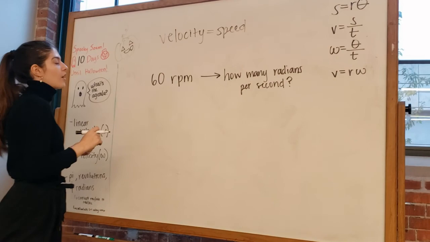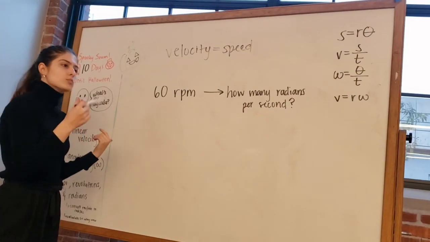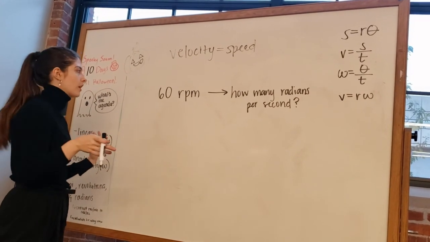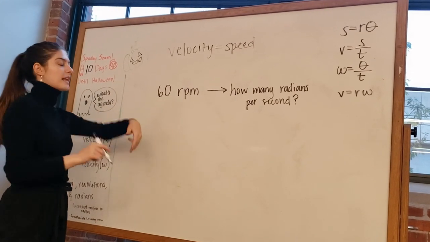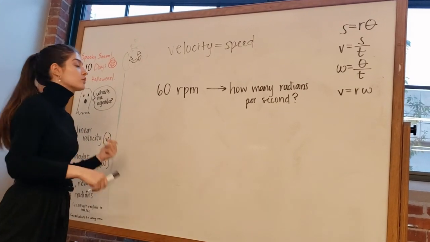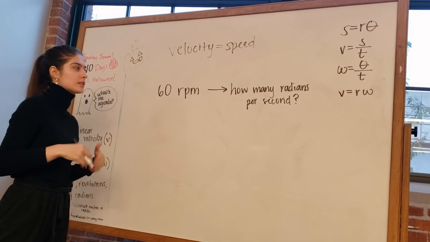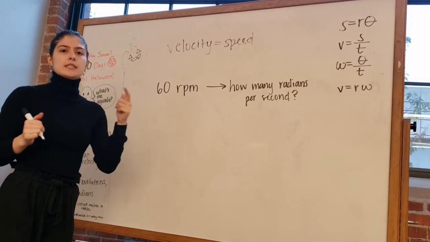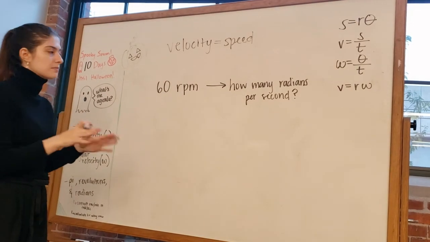Let's say we're given that something is moving in a circular fashion at a constant rate of 60 RPM. That means revolutions per minute. So for every 1 minute, it's moving around the circle 60 times. That's pretty fast, right? I want to know how many radians is that per second. This is how we would convert it.